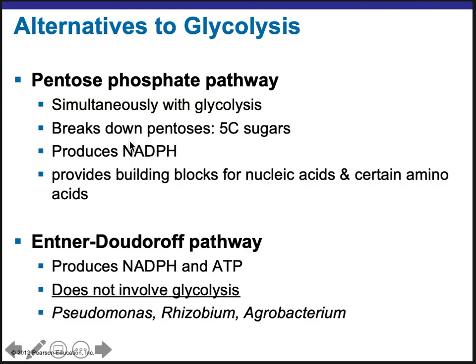And it produces a high energy molecule, NADPH. But as I mentioned, it's also supplying some building blocks that you need to make nucleic acids and some of the amino acids. So you're going to see, in the big picture, this sitting next to glycolysis, happening simultaneously, so that we can utilize different types of sugars, and we can also produce different types of sugars that we need in the cell. Okay.